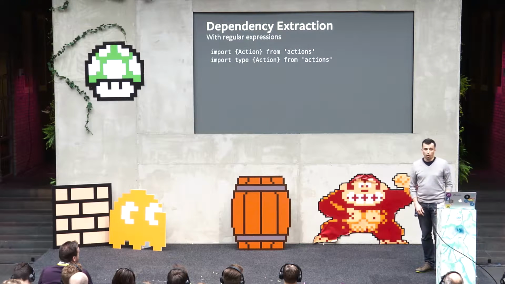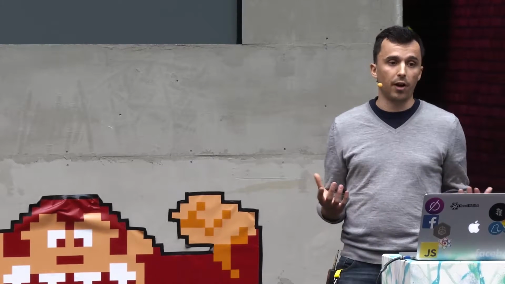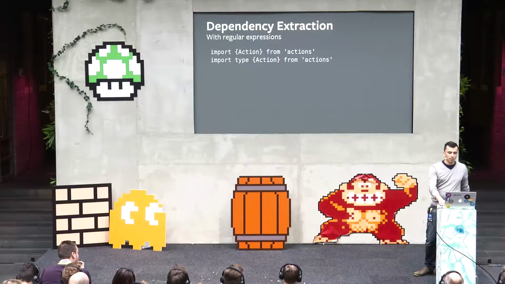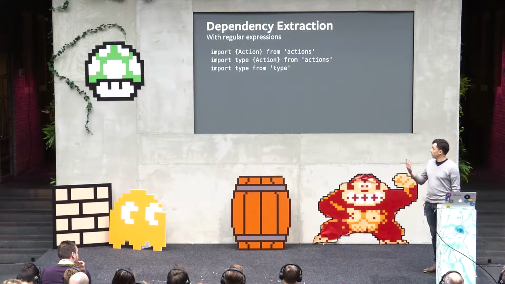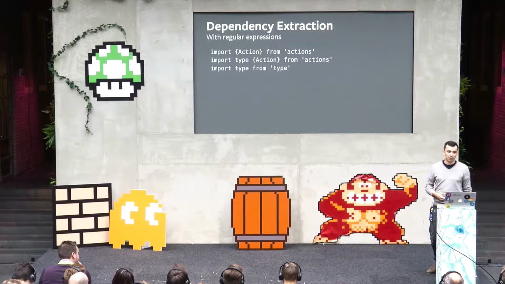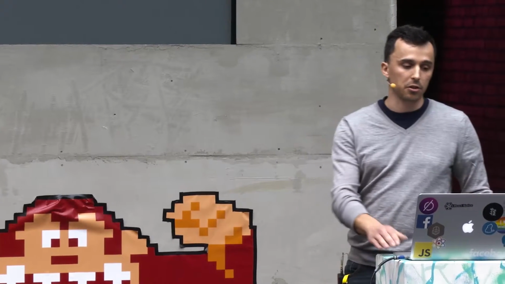But we also use Flow heavily, so you really don't want to extract Flow-only dependencies because you might pull files into the build that you're actually not using, and you only need the type. But this is a valid import, so it gets trickier. You cannot just get away with a negative look-ahead assertion.